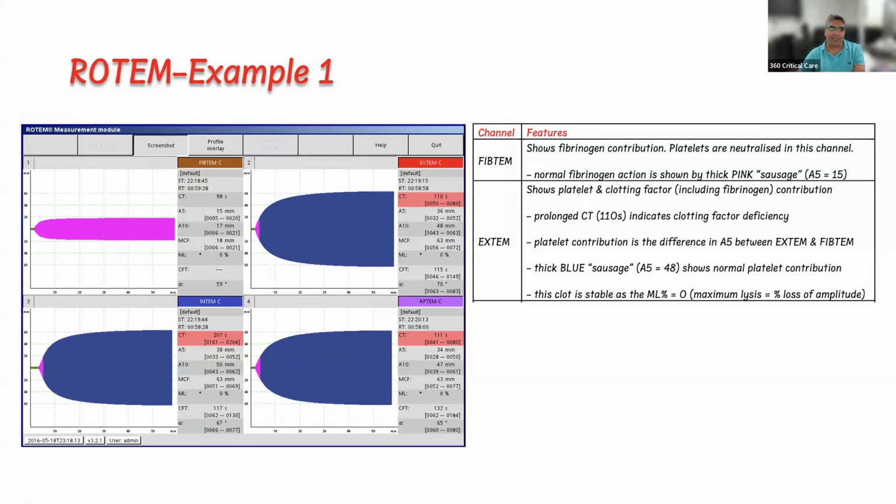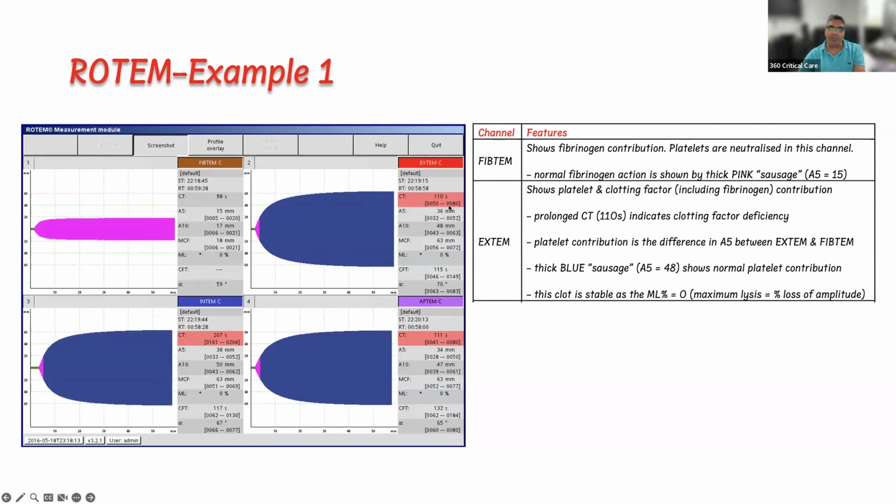Next channel that we see is the XTEM. So what do we know about XTEM? XTEM looks at platelet and clotting factor, including fibrinogen. Now in this case, the CT is prolonged to 110, which indicates possible clotting factor deficiency because the fibrinogen is normal here, and either it is a platelet issue or a clotting factor issue.